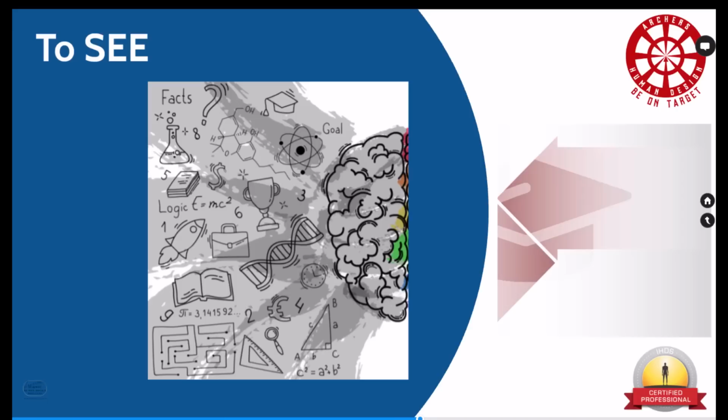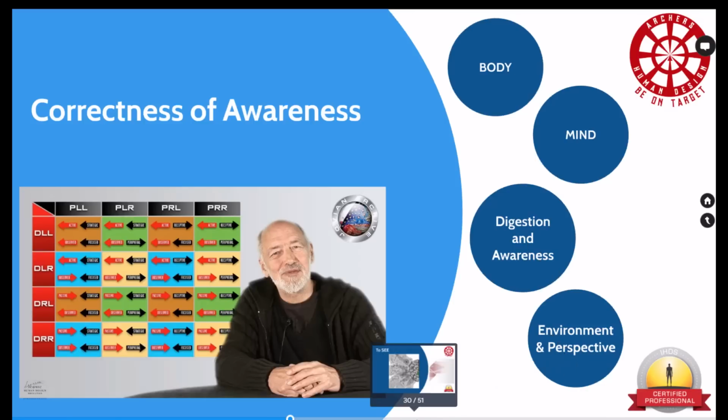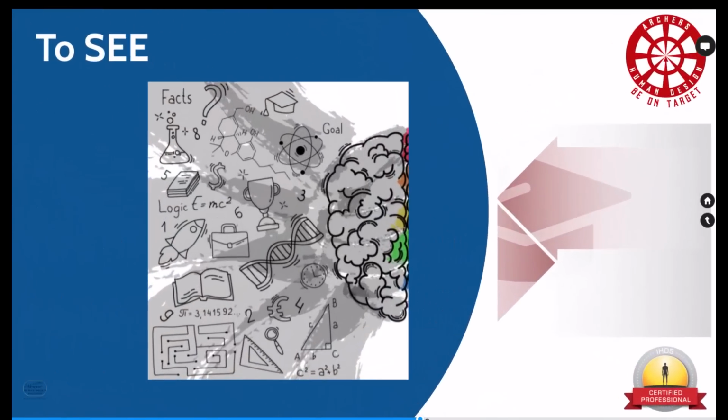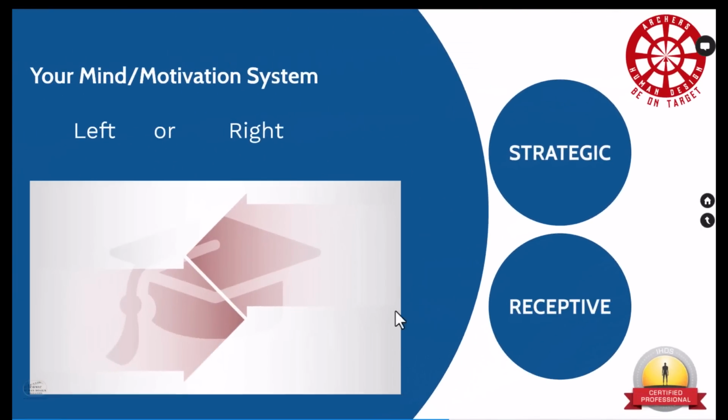Okay, so it's really, really important to grasp that this is not about trying to superimpose new language, new experience onto you, but having you start from the very beginning to align to your correctness of awareness, the body, okay, the digestion and awareness, and the perspective, environment and perspective being part of these four transformative gifts that we're all designed to partake in. So it's all about your mind being liberated from choice if you are left, if you are strategic, if your mind is focused in that direction.